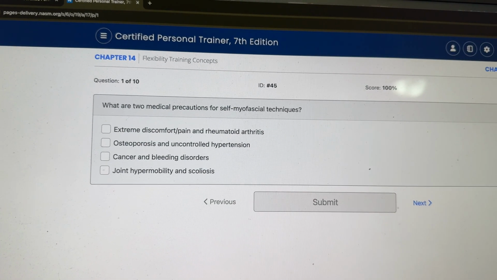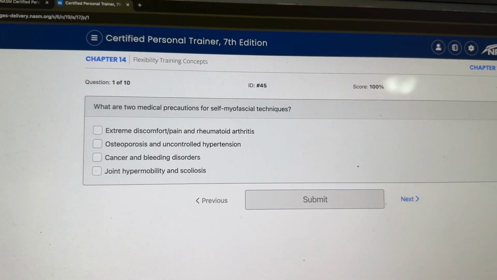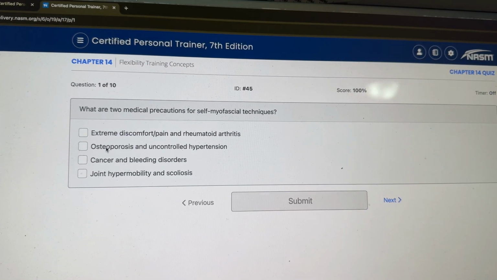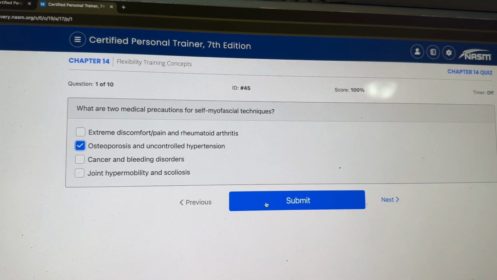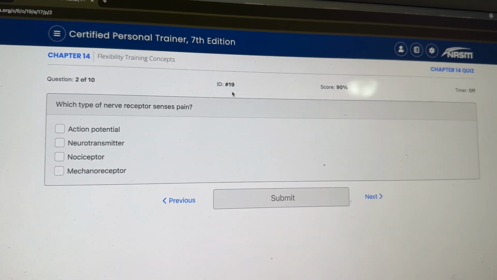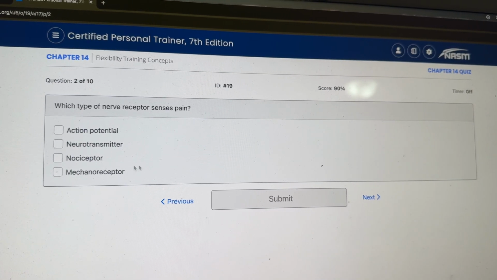Okay, the summary. We're finally done with chapter 14. I'm not going to read the summary because, well, that's just not what I do. So here we go. Chapter 14 quiz. Let's get started. What are 2 medical precautions for self-myofascial techniques? I'm going to say osteoporosis and uncontrolled hypertension. Which type of nerve receptor senses pain? It might be this one.